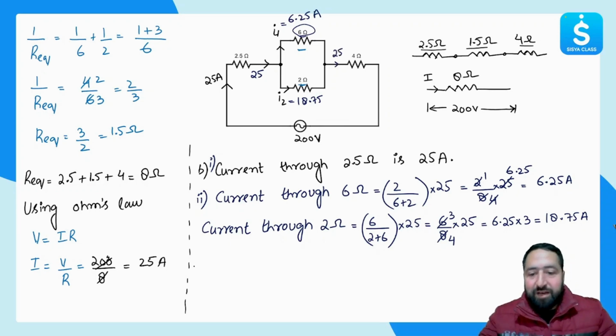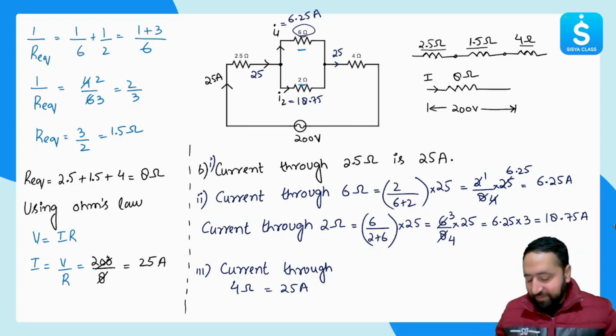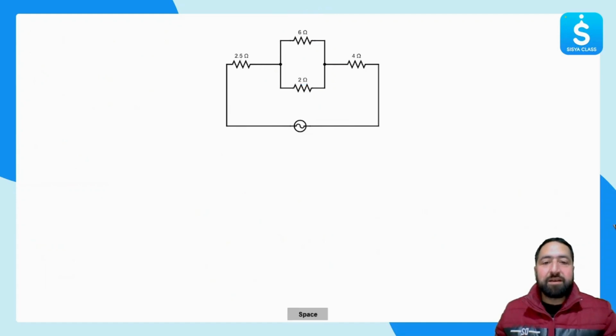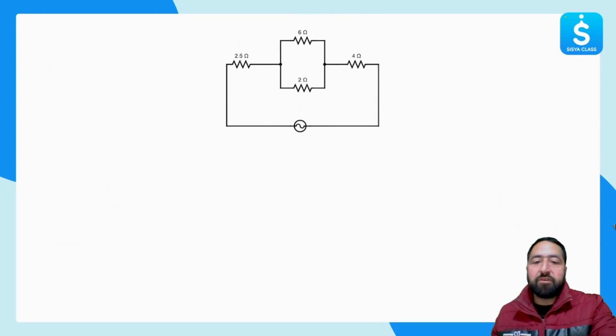So current through 4 ohm will be equal to 25 amperes because it will be the sum. Got it? All right. Let's move to the next slide. And now we need to find the third part. What is the third part? Potential difference across each resistor.